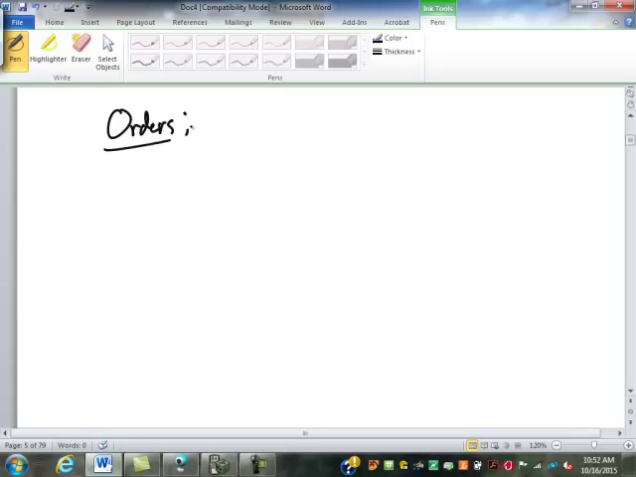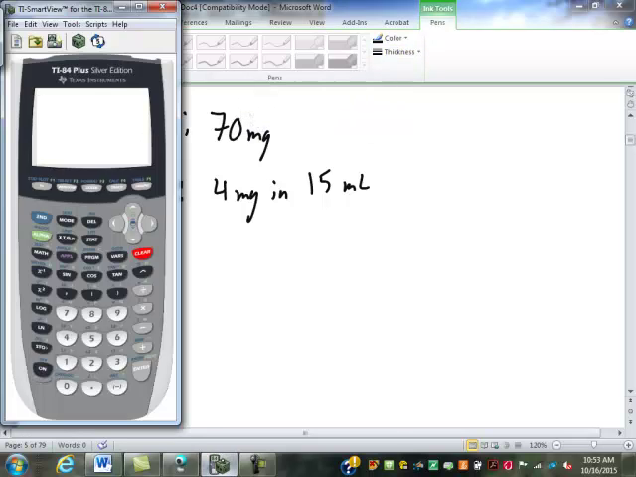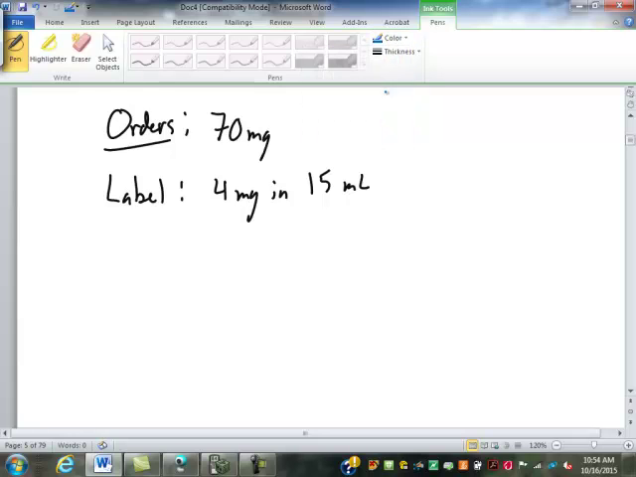So let's say the doctor's orders are for 70 milligrams, and the label states 4 milligrams and 15 milliliters. Have you tried to figure out what we are going to administer to the patient there? So where do we start? The label, 4 milligrams in 15 milliliters.